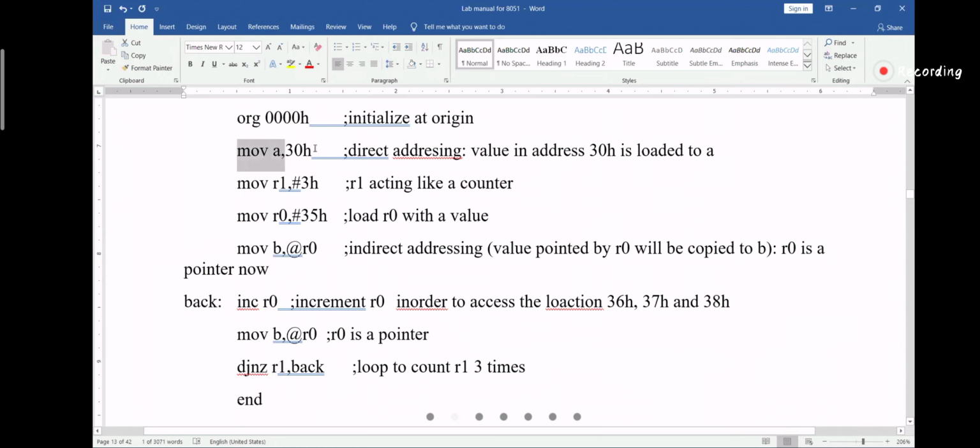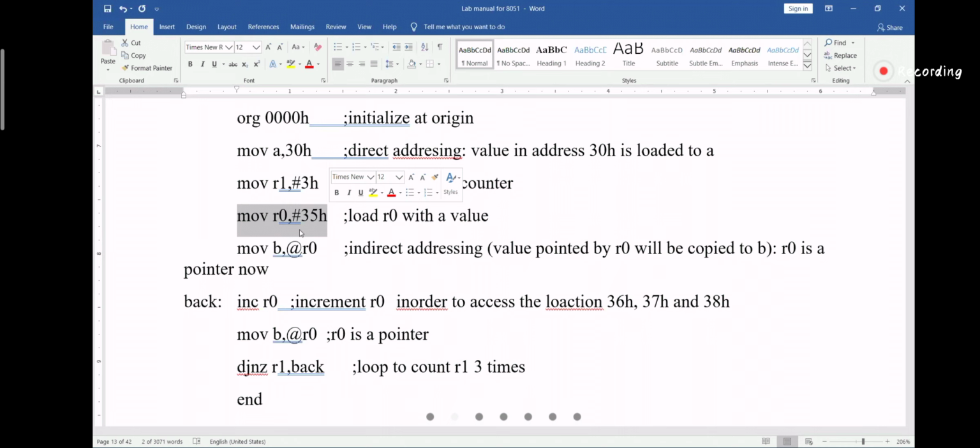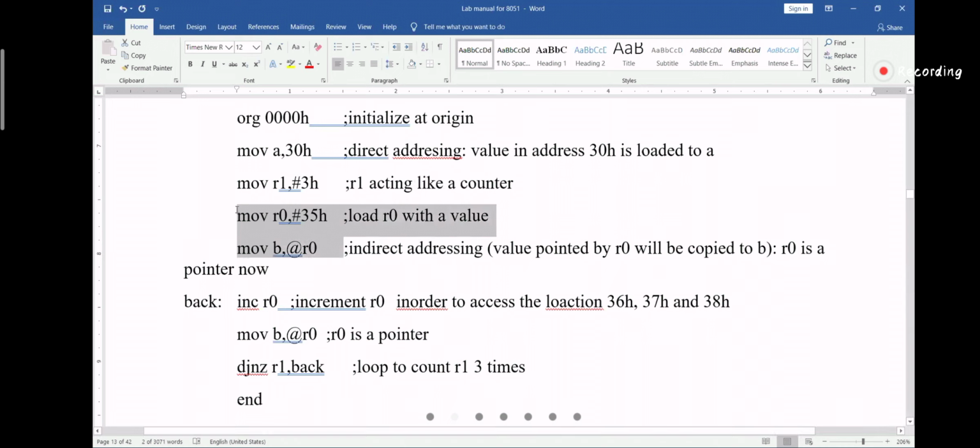So see, this is a counter, and this is the value you want. The value of R0 is 35. So right now, your R0 is pointing to location 35. Now, the value pointed by R0, that is 35, will be moved to B. But the program does not stop here. I need to move the value of 36 also.